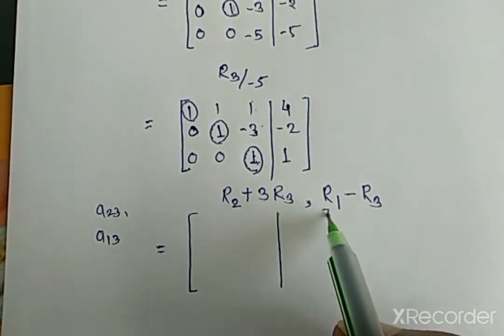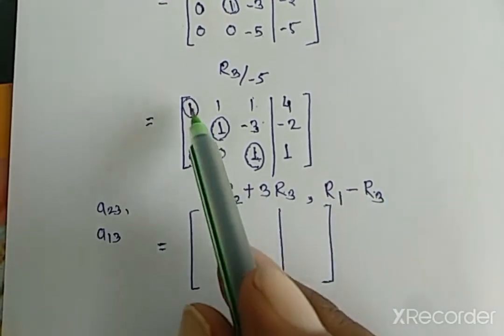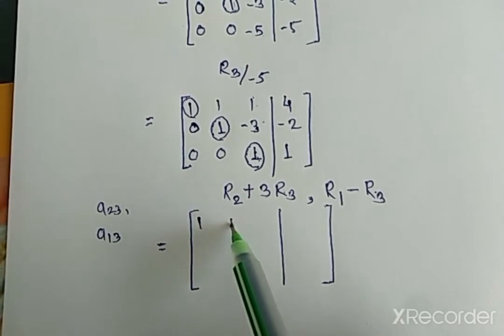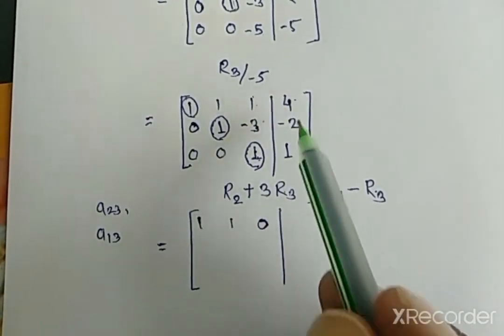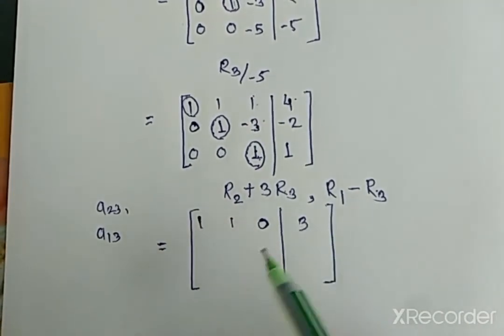Now the calculations will be for the first row. Now R1 minus R3: 1 minus 0 is 1, 1 minus 0 is 1, 1 minus 1 is 0, 4 minus 1 is 3. Okay, this is our first new row.